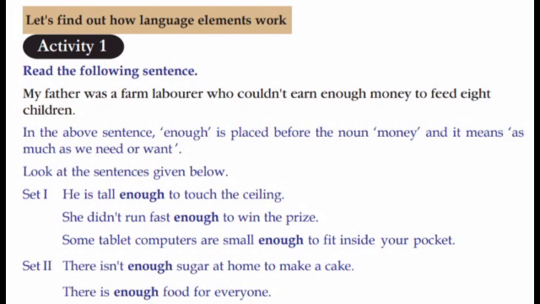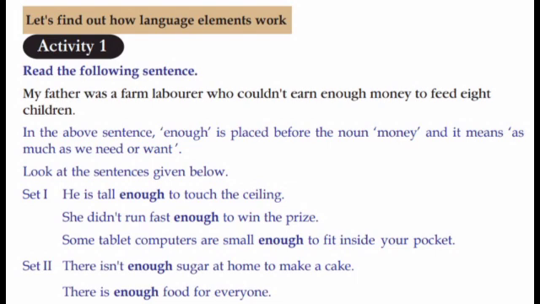Here, tall is an adjective. Like that, she didn't run fast enough. Here, run fast. Run is an action word, that is a verb, and the word fast describes run. So, the word which describes a verb is called an adverb. A word which describes a verb is called an adverb. So, here fast is an adverb.